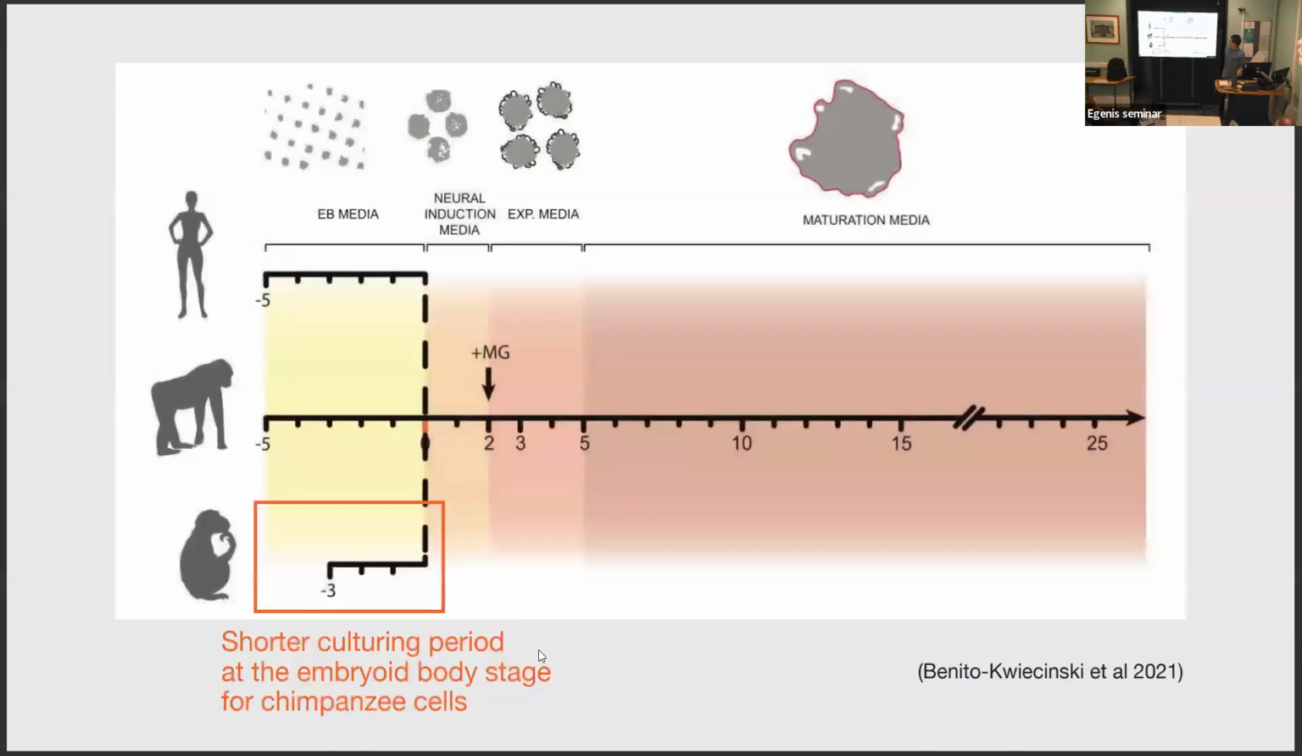In this video, they explain this. These are the steps or processes to generate brain organoids. And in chimpanzee cells, they use a shorter culturing period because they judge that would be appropriate to generate comparable models. This might reflect the shorter gestational period of chimpanzees, but as they say, it requires further investigation. But anyway, this is what they did.